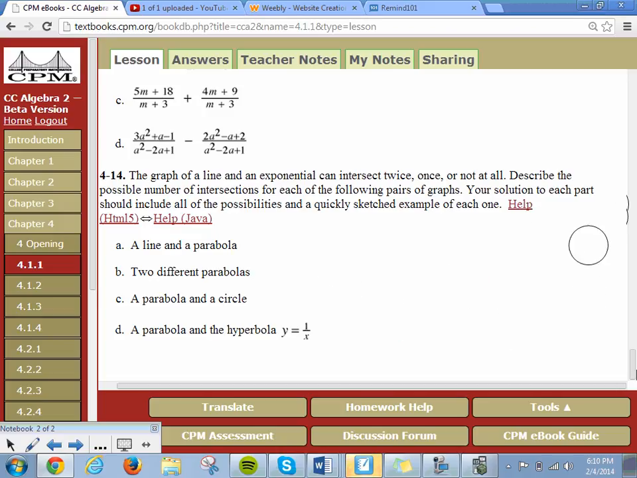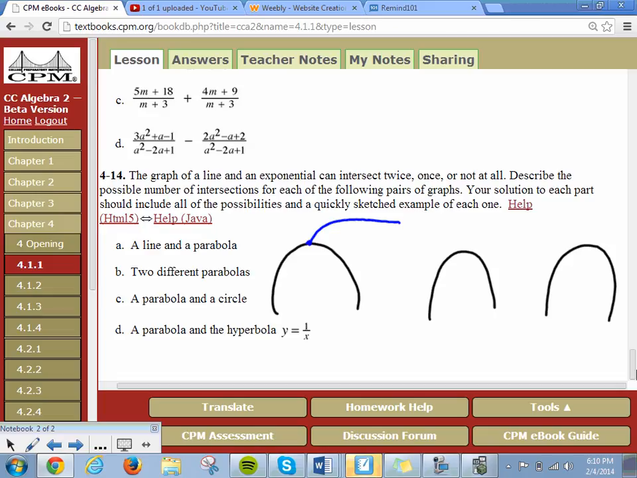And lastly, a parabola and a hyperbola. Oh wait, I cannot say that for some reason. So I'm going to start with my parabola. I think that one's the easiest one. And then once, twice, and not at all. Once, maybe it starts at the top and goes forever. Kind of got like a vertex. Or it could start over here, and then it'll go through the hyperbola. Or not at all. So maybe we got one, starts up here, and goes on.